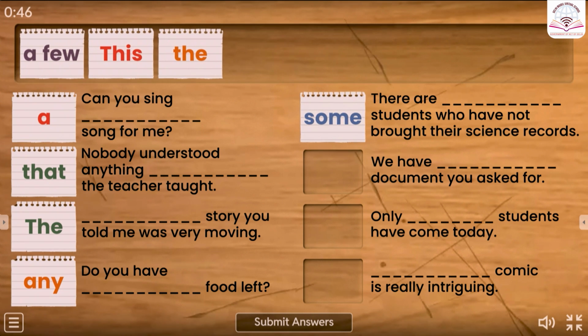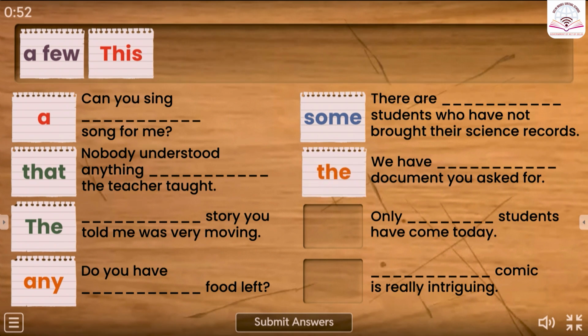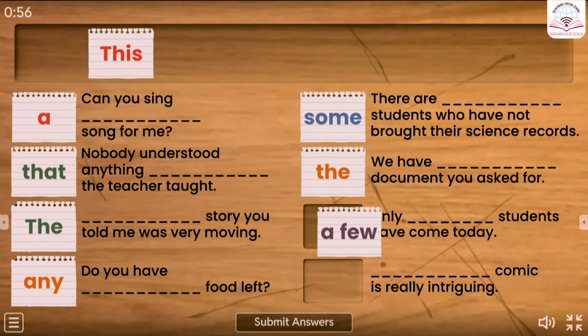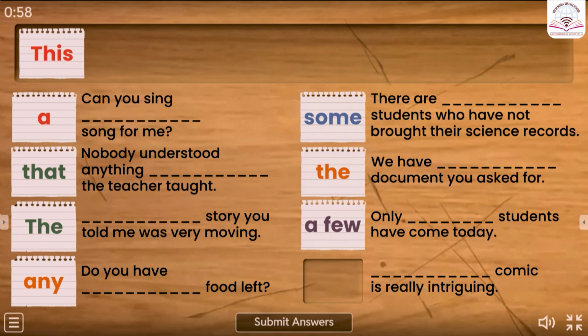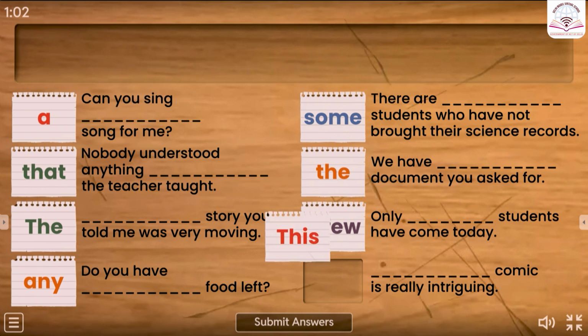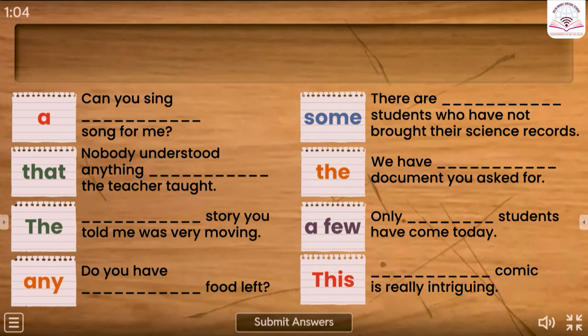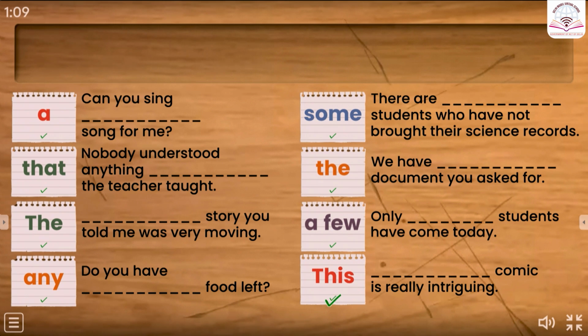Coming to the next sentence, we have dash document you asked for. Here again we are talking about a specific document. So I will pick the. Only dash students have come today. I will go with a few. And we come to our last sentence. Dash comic is really intriguing. And the option that is left is this. I will place it here. Let us check our answers. I hope you enjoyed this activity.